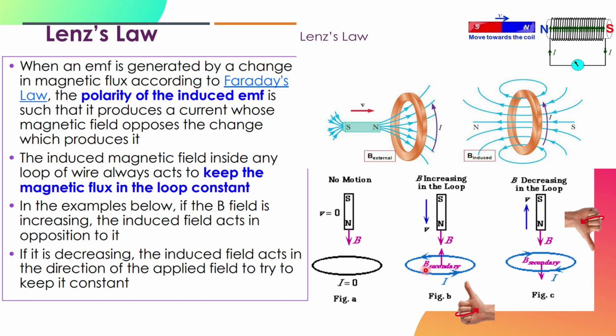Okay, so in order to oppose the change of the magnetic field, dia akan hasilkan satu induced magnetic field inside the loop. Okay, sebab apa? Sebab dia nak keep the magnetic flux in the loop constant. Okay, so if the B field is increasing, the induced field acts in opposition to it. Okay, apa contohnya macam ini? So bila dia datang dekat, magnetic field arah sini downward, okay, sini north, south. So bahagian atas loop akan jadi north dan ini akan jadi south.